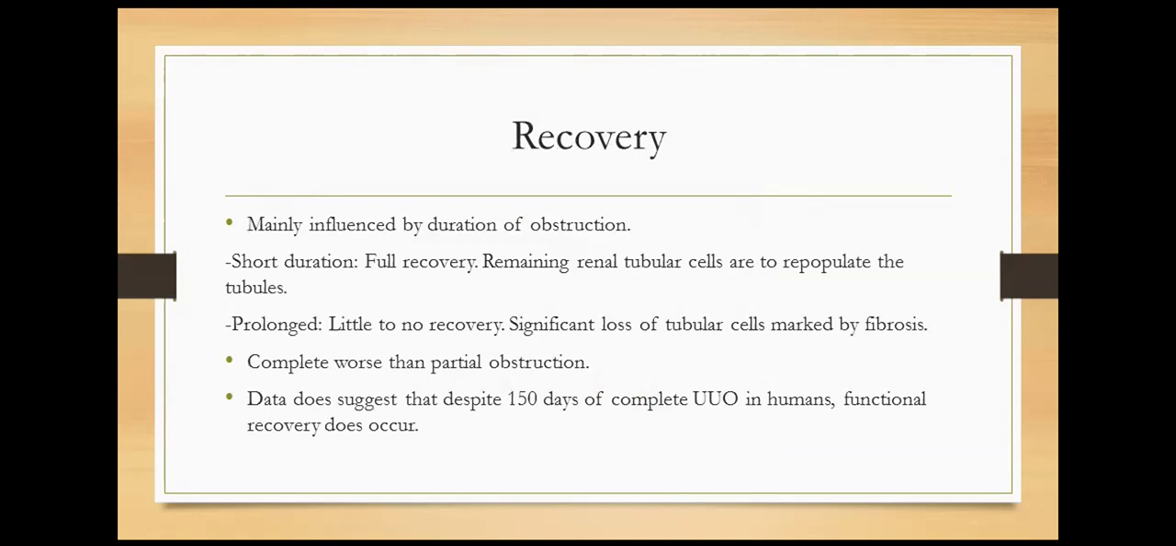Recovery is mainly influenced, as I've said, by the duration of obstruction. Short duration usually equals full recovery, because your renal tubular cells are still able to repopulate the tubules, but if you prolong it, you get significant loss of tubular cells. As I've said, fibrosis sets in and you don't get reversal. And complete obstruction is obviously worse than partial obstruction. And of note, there is data to suggest that in humans with unilateral ureteric obstruction, you can get recovery up to 150 days of obstruction.